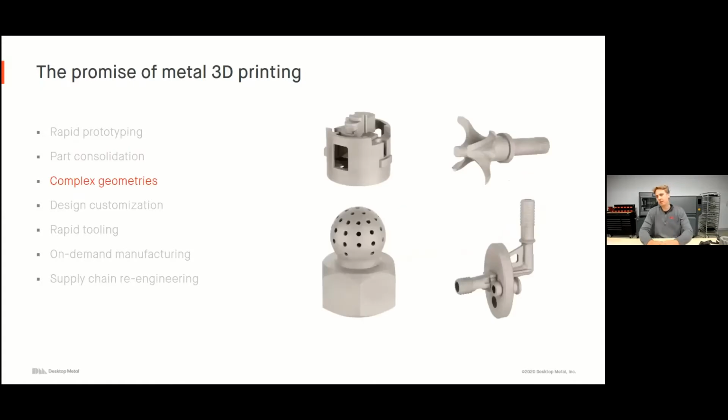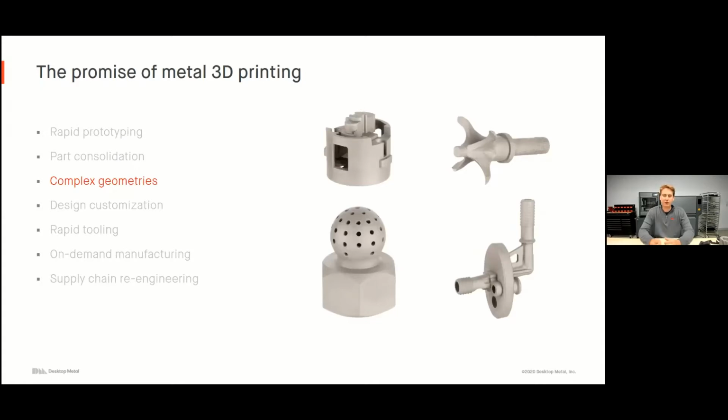Complex geometries. This is one that I like to explain a little bit more in depth, but the idea of complex geometries is not new. People have been creating complex geometries with traditional manufacturing for a long time. But I kind of like to say justifiable complex geometries. Because with 3D printing, since it is an additive method, we can now create these very, very, very complex geometries, incorporating these lightweighting features or different features that would be very expensive to produce with traditional manufacturing, but aren't significantly adding to your part costs with metal 3D printing.